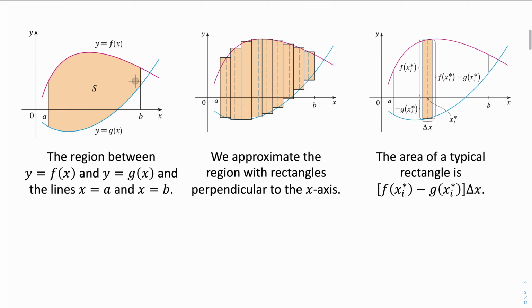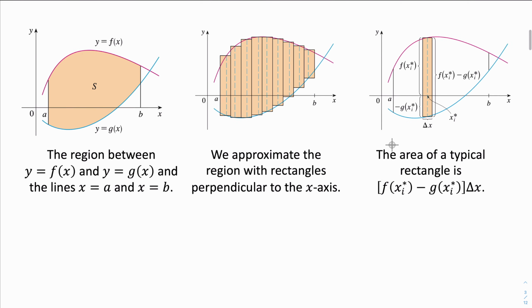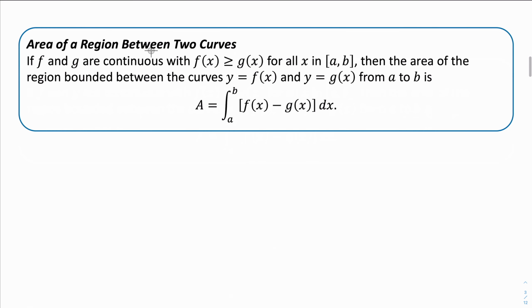Now, in order to find the exact area, what we would do is use limits to make the width delta x as small as possible, right? And basically we would be using infinitely many rectangles to give us this region. So if I want to find the area of a region between two curves, this is the formula, or the integral, that we will be using.